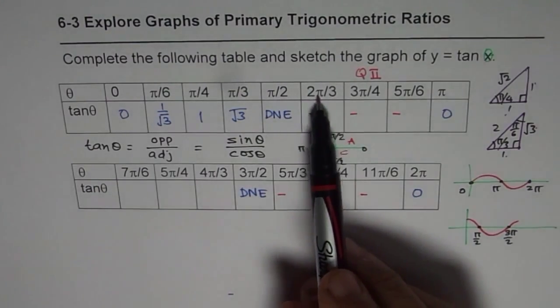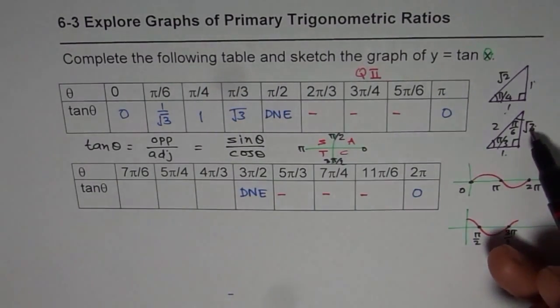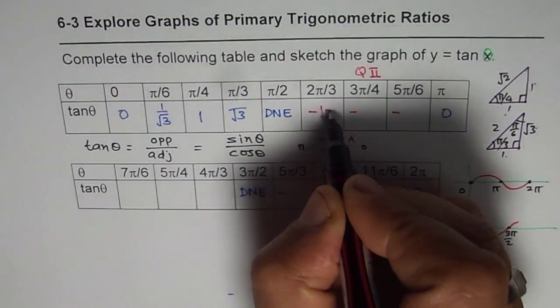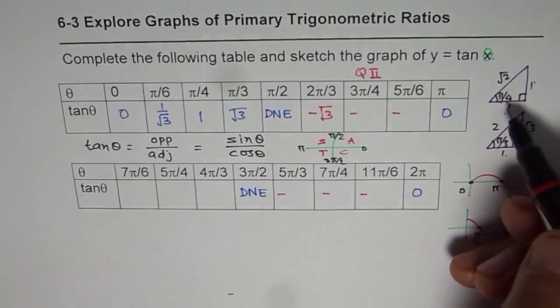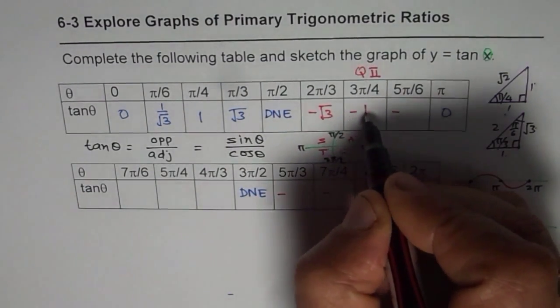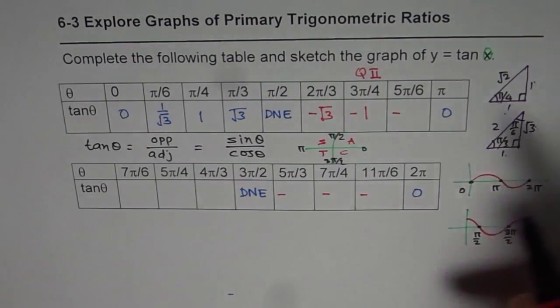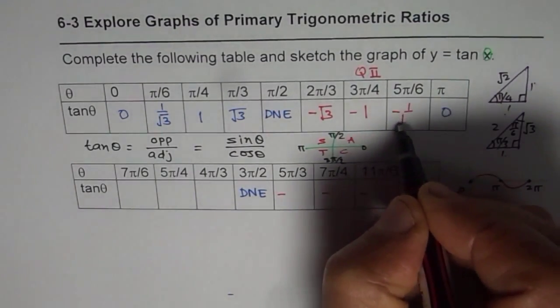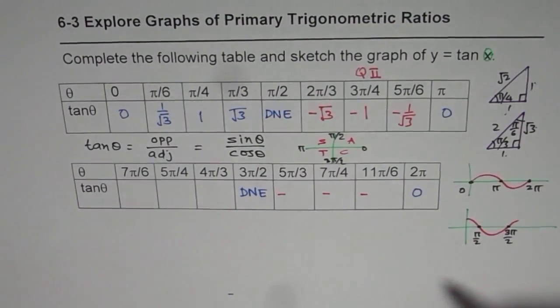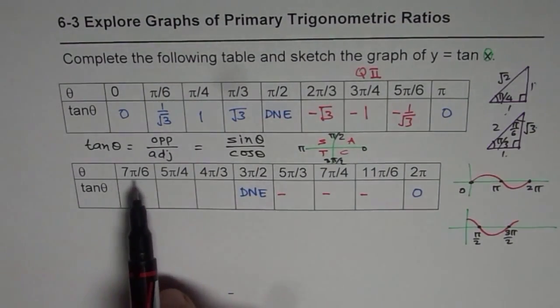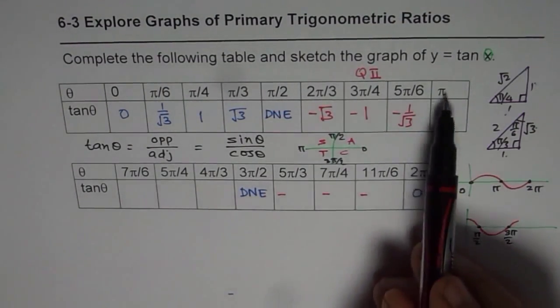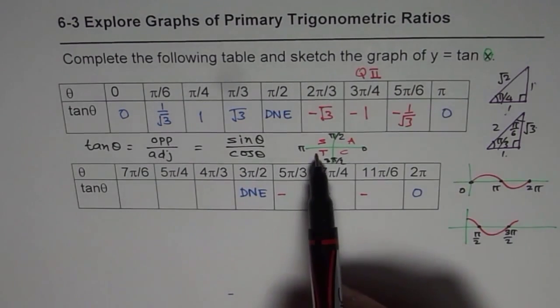For pi by 3, the acute angle is pi by 3, opposite is square root 3, so we get square root 3 here. Pi by 4, 1, but with a negative sign. Pi by 6, opposite is 1, adjacent is square root 3, so we get 1 over square root 3. Got it. Now let's get back to 7 pi by 6. 7 pi by 6 comes after pi, right? So you are in quadrant 3, tan values are positive.